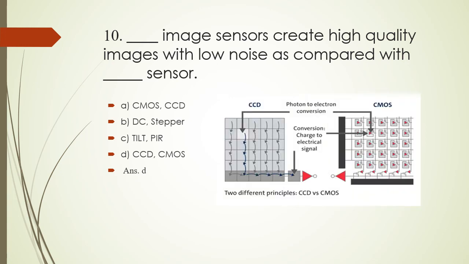Okay, and this is how they look. The first image is of the CCD sensor, and another one is of the CMOS. CCD is the charge coupled device, and CMOS is the complementary metal oxide semiconductor. Okay, so CCD creates high quality images with low noise as compared with the CMOS sensors.